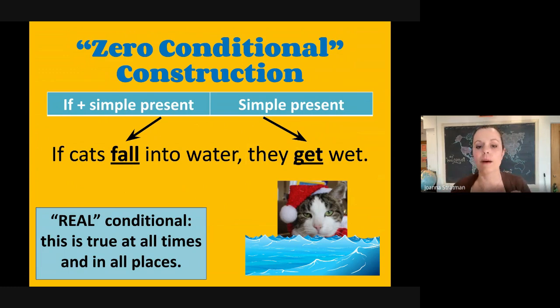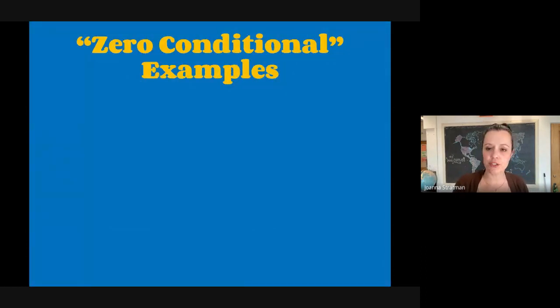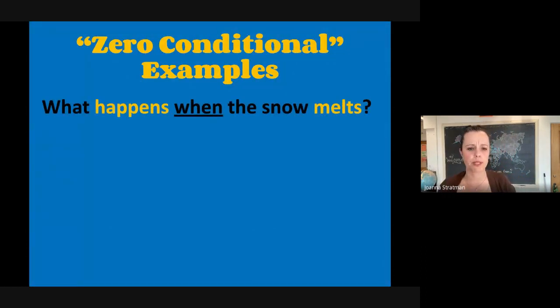And again, my friends, the construction is the part of the sentence with if uses the simple present. And the result also is in the simple present. Let's look at a few more examples. Let's look at it in a question form.